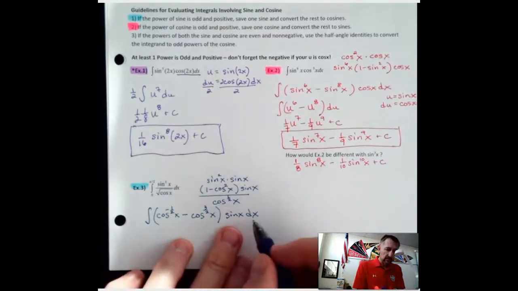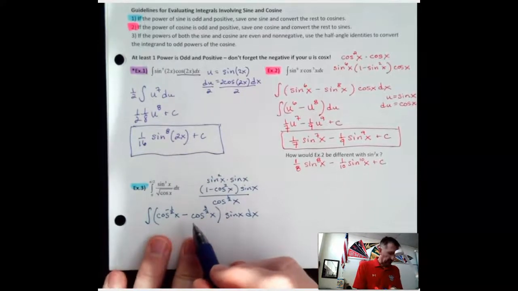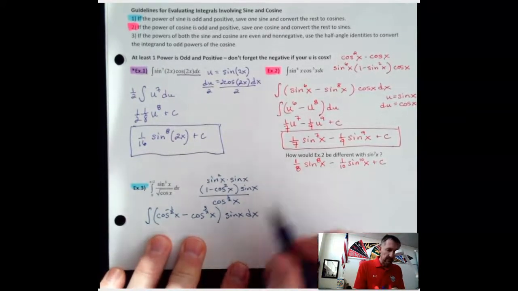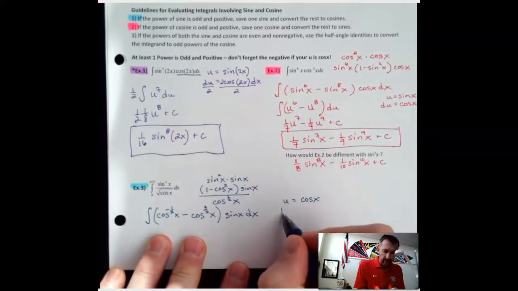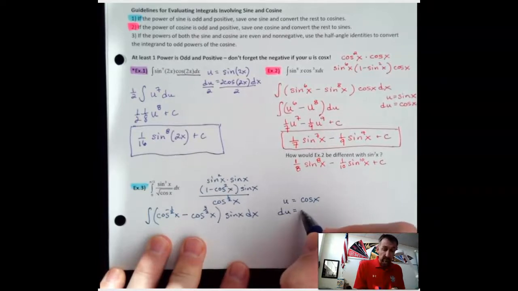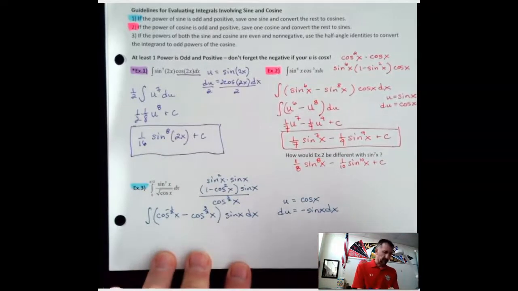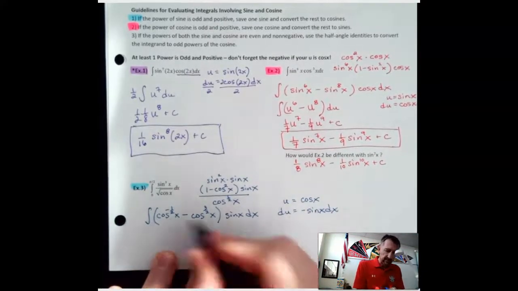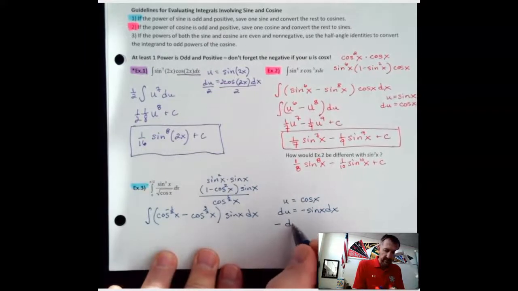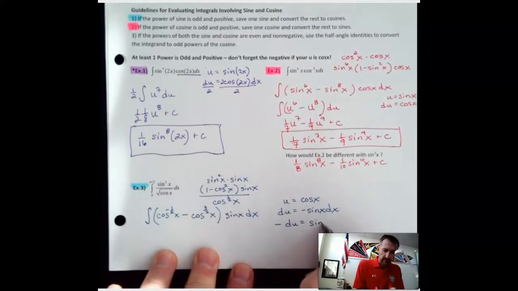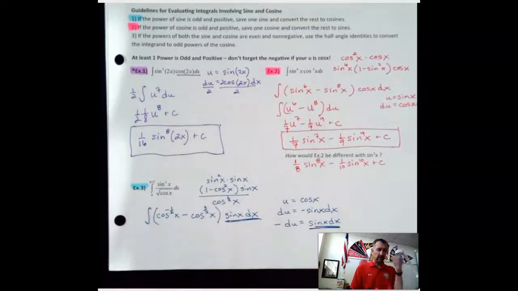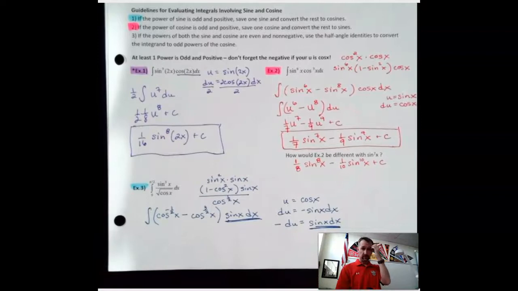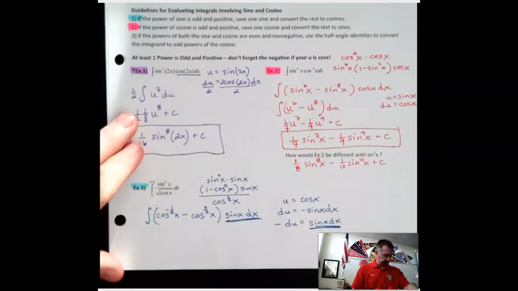Okay, so if we let u be cosine, then du is going to be negative sine. So we need to be careful about that. That negative, there's no negative hanging around out there, so I need to divide both sides. There's that substitution. Okay.